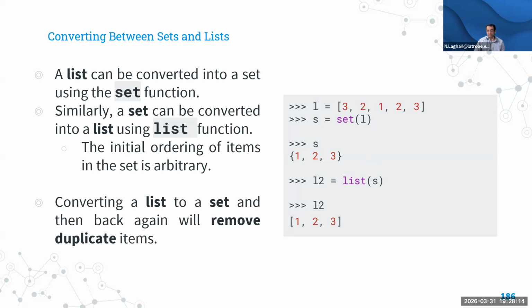Okay, so converting between sets and lists. If you have a list and you want to filter out multiple values with multiple instances, you create a set out of it. You convert the list into a set using the set keyword, because it converts the type into a set. Next, you create a list, L2, out of that set S. So now you have a very clean list which only has the unique items from that list. Okay, so this is one way of doing so.